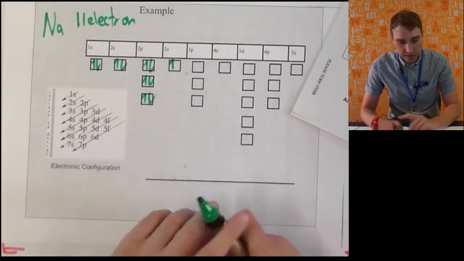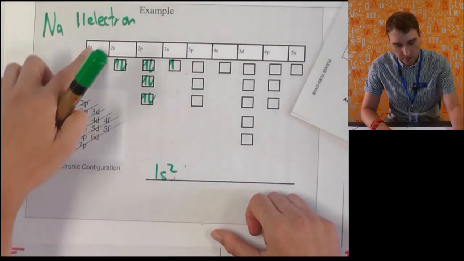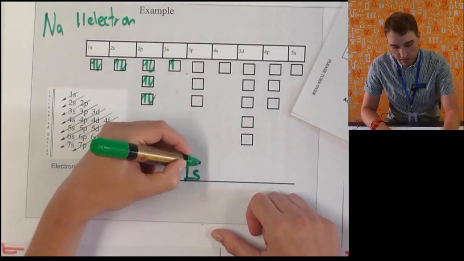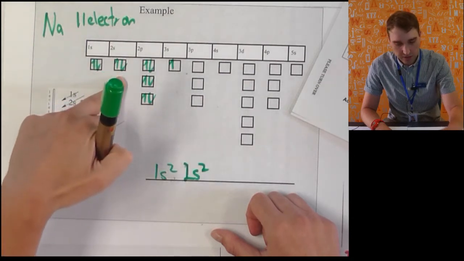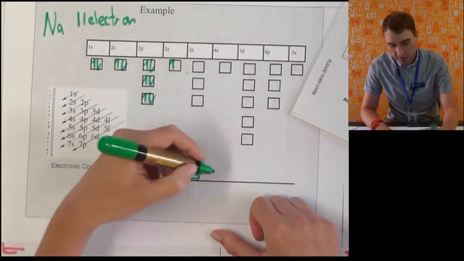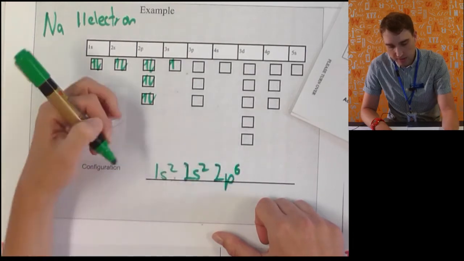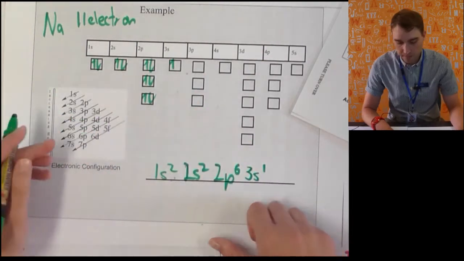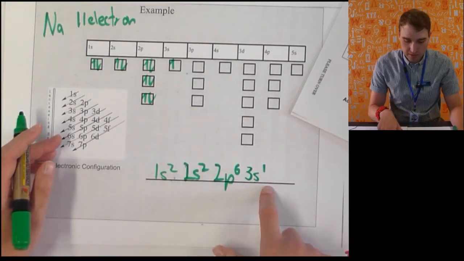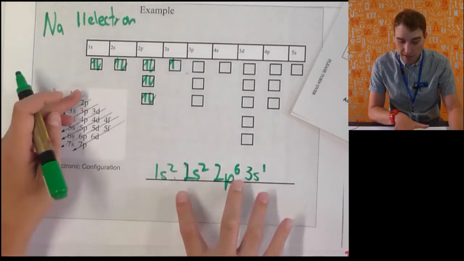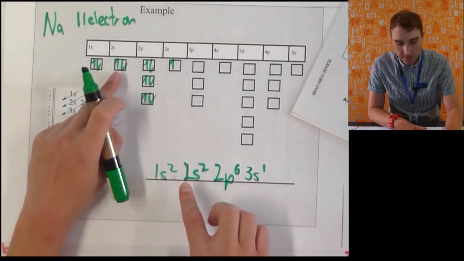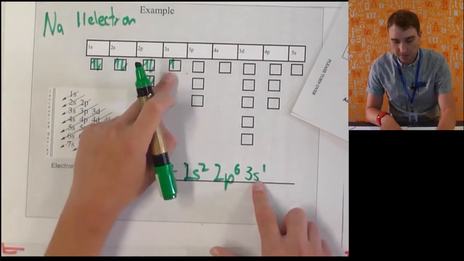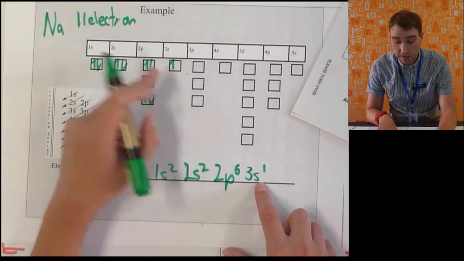So now if I look where my electrons are, I've got 2 electrons in the 1s subshell. I've got 2 electrons in the 2s subshell. I've got 6 electrons in the 2p subshell, so 2p6, and I've got 1 electron in the 3s subshell, so 3s1. So 1s2, 2s2, 2p6, 3s1. So, where are my electrons? That's all this is saying. I've got 2 electrons in the 1s subshell, 2 electrons in the 2s subshell, 6 electrons in the 2p subshell, and 1 electron in the 3s subshell.